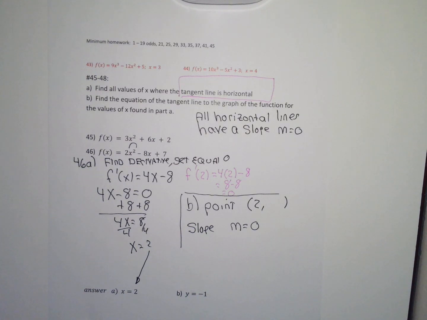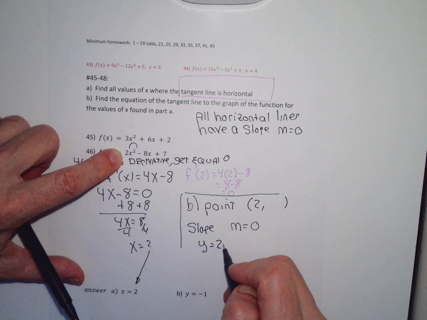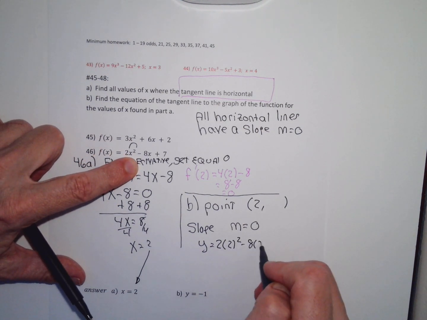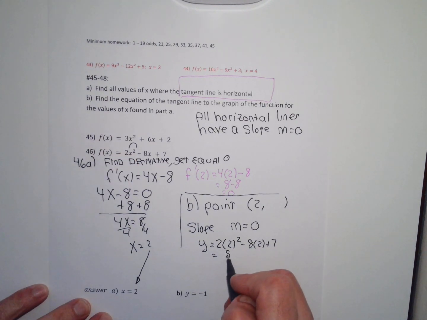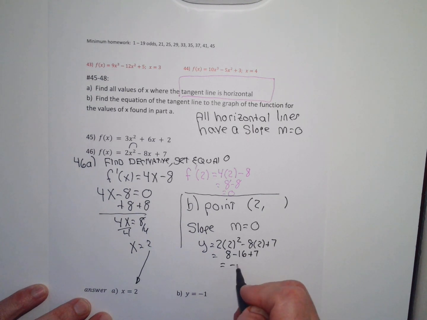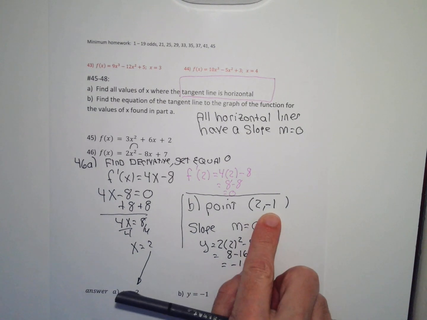I need to get the y-coordinate of my point. To get the y-coordinate of my point, I'm going to go 2 times 2 squared minus 8 times 2 plus 7. This is going to be 2 times 4, which is 8, minus 16 plus 7. I believe that comes out to -1. If I've done a lot of these, I already know the answer is going to be y equals -1 because horizontal lines only have y's in their equations. They don't have x's, and the y has to be -1.